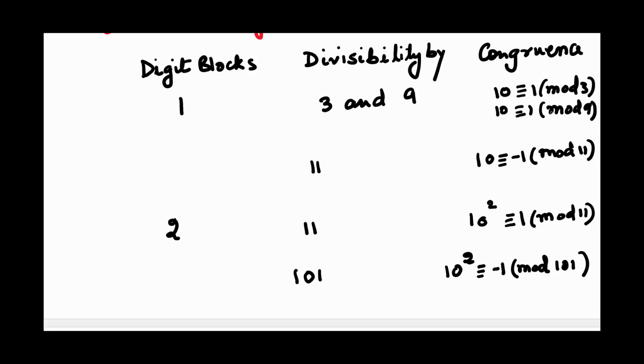We also take 2-digit blocks when we check divisibility by 101. As 100 is congruent to minus 1 mod of 101, here we will alternate the sign of our 2-digit blocks to check divisibility by 101 just because here we have minus 1.